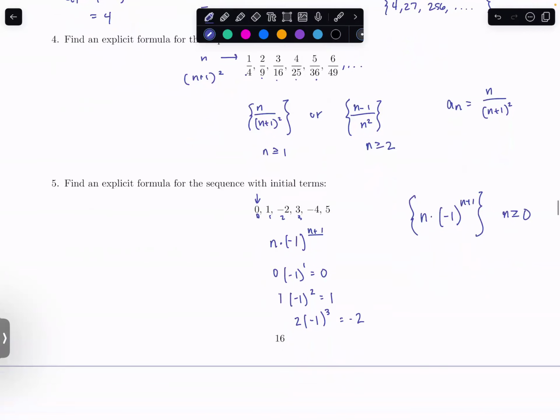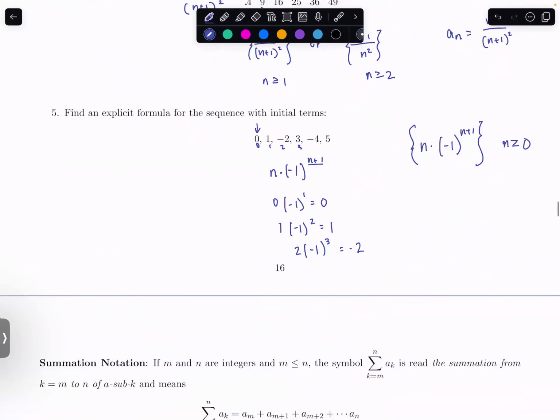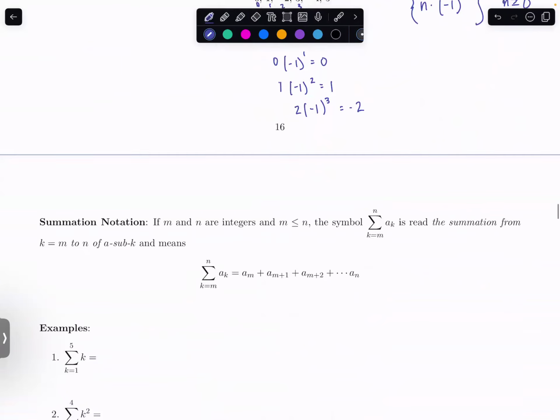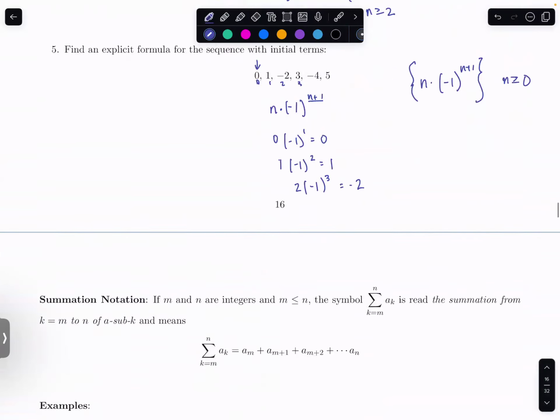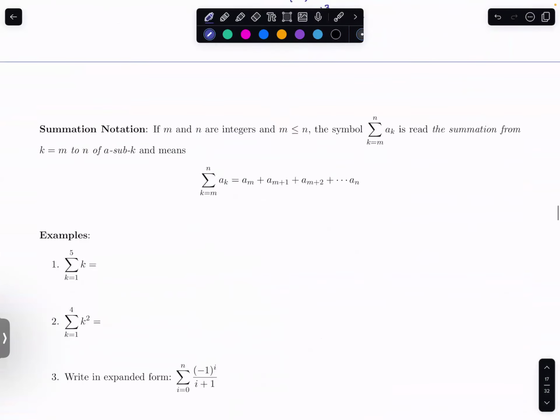Now finding those can be very challenging. Now for summing up a bunch of terms in a sequence, we have summation notation. m and n are integers, m is less than n. Then you have this summation, the sigma notation. This is a summation from the mth entry to the nth entry of this sequence.